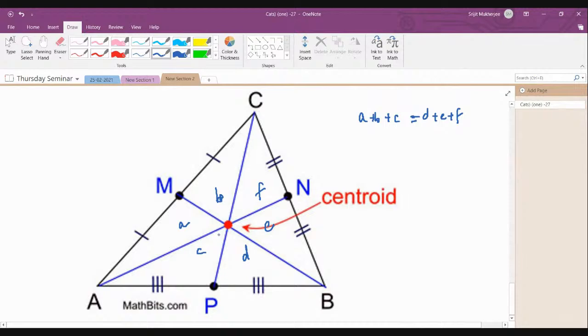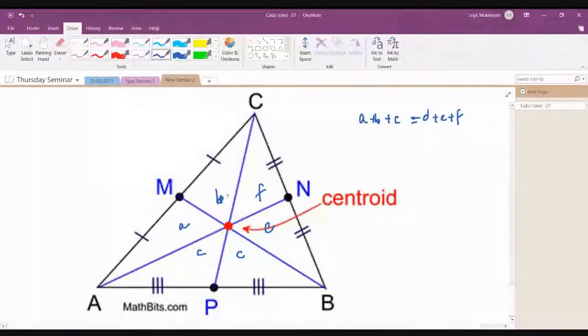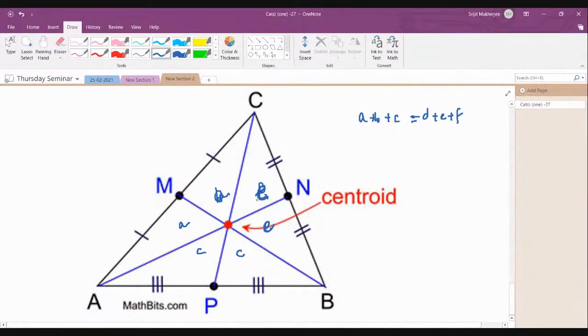So also observe that C and D must be equal. C and D must be equal because this is also the median of this triangle. So therefore, this is also equal to C. This is also equal to A. This is also equal to say E. A C C E E. Lovely. So now observe that it's twice A plus C.